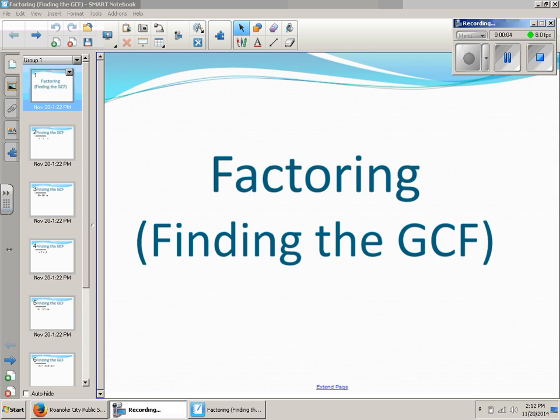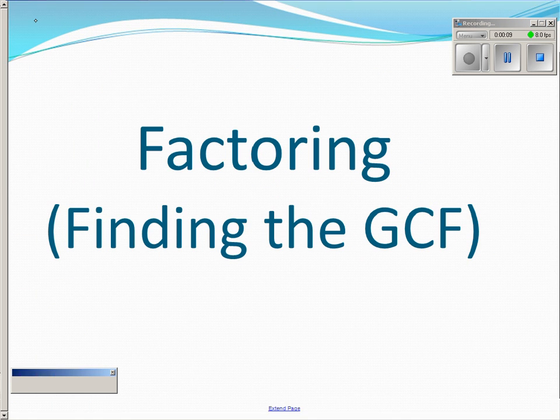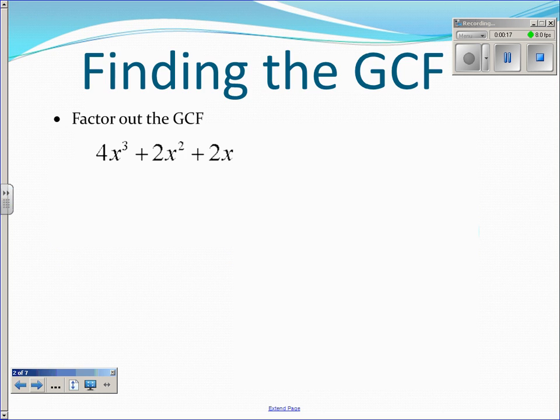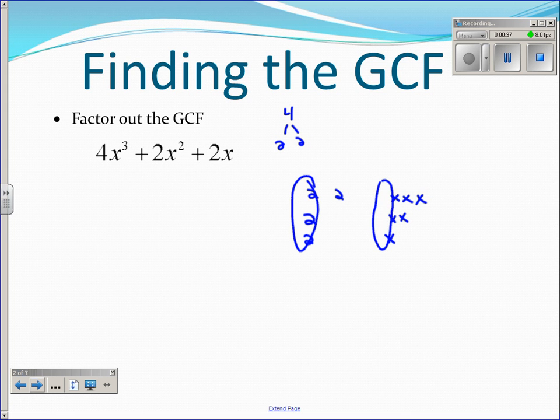Today's lesson is on factoring, and we're going to focus just on finding the GCF. So let's tree 4 to 2 and 2. So we have 2, 2. X cubed is XXX. 2 is prime. 2, XX, and 2X. So what do we have that's the same in all 3 rows? We have a 2X. So my GCF is 2X.